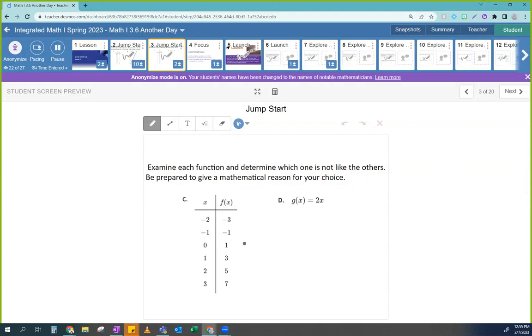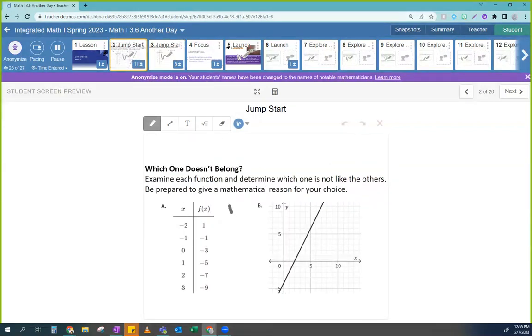Now look, I'm gonna be honest with you. The answer is all of them. All of them don't belong. The real answer here is not which one you chose, but why you chose it, okay? So go through A, B, C, and D and decide which one to you looks the differentest, and make sure your reasoning is strong on that.